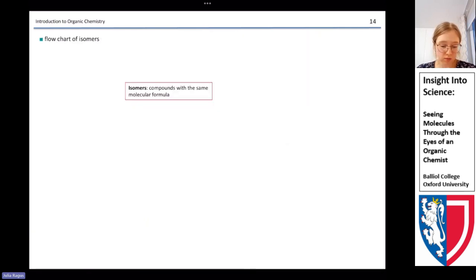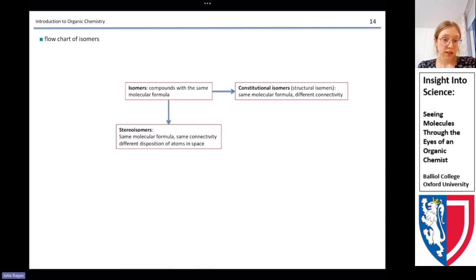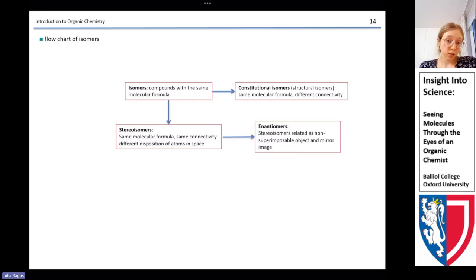So just to sum up, what are the isomers that we can have in chemistry? First of all, the general isomer is a compound with the same molecular formula. We can have constitutional isomers, same molecular formula, but different connectivity. Stereoisomers is a different class. We can have same molecular formula, same connectivity, but different arrangement of atoms in space. And those can be divided into enantiomers, which are related as non-superimposable object and mirror image, and basically everything else. So that's everything.